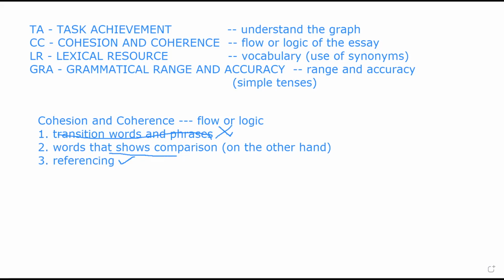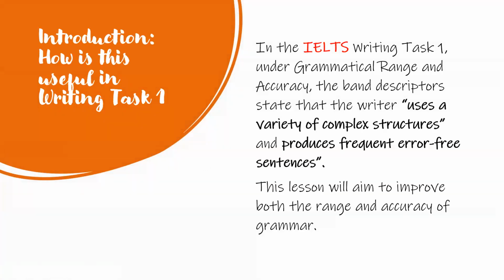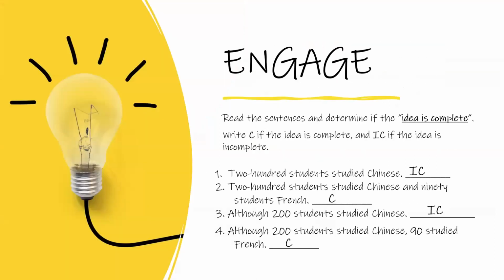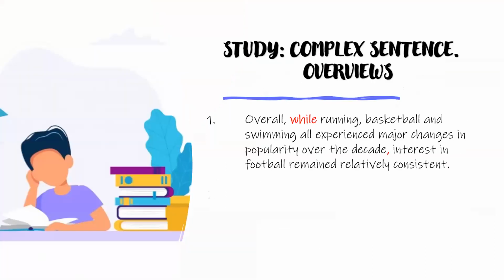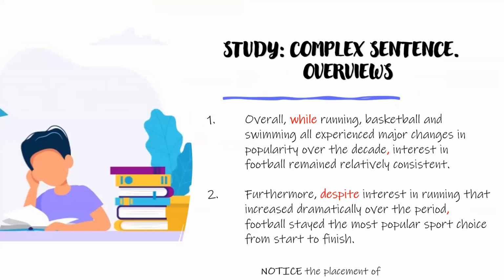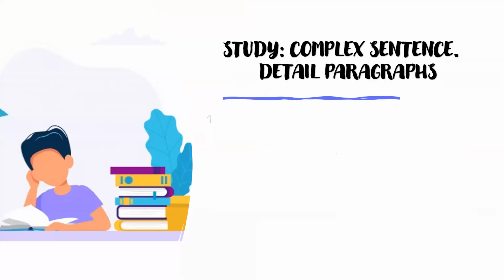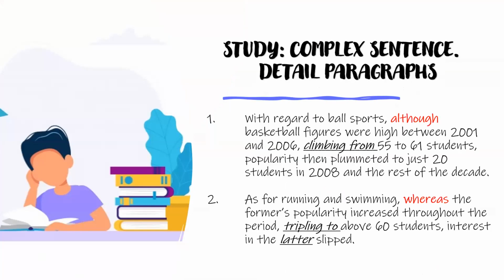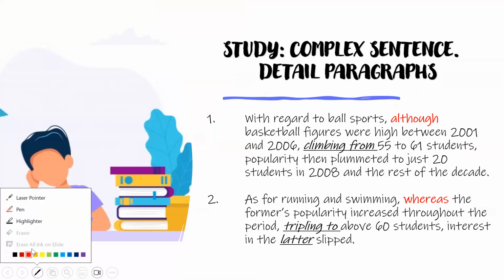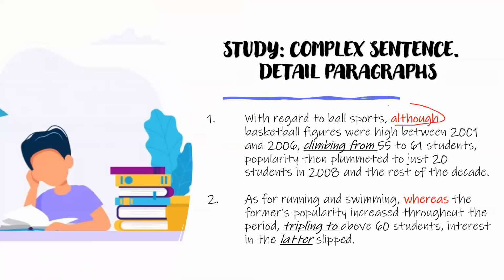Now for writing task one, again, as I've said, the grammar that the student has to pay attention to is largely about complex sentences. These are complex sentences using while, despite, or in short, using those phrases that show comparison. We have although, whereas. So yes, this makes a complex sentence. But again, we have learned that these words are used to make comparisons.